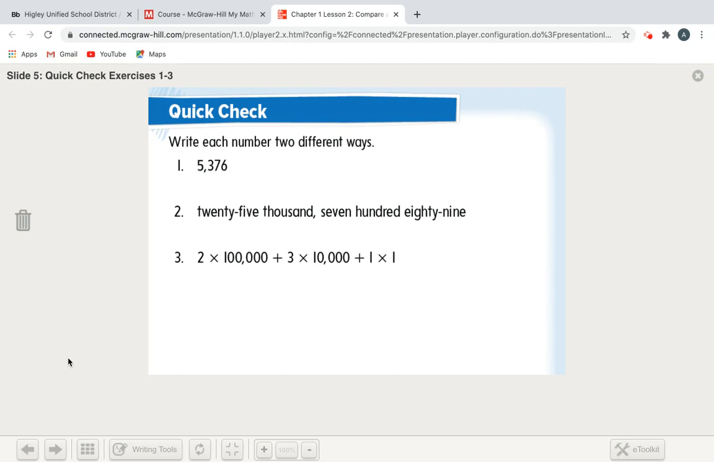Quick check. Write each number two different ways. This is a review from yesterday. So you'll notice the first one's written in standard form, the second one in word form, and the last one in expanded form. So for each of these problems, write it in two different ways from what's presented. Press pause when you're ready to move on. Push play.